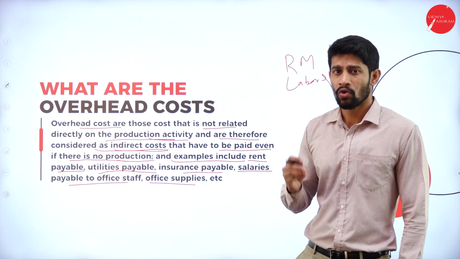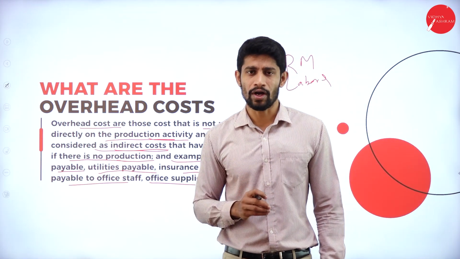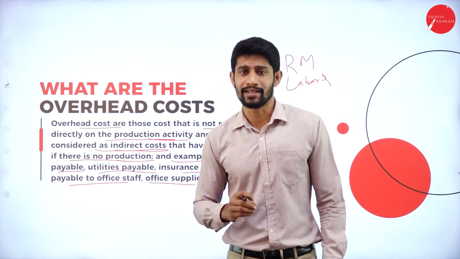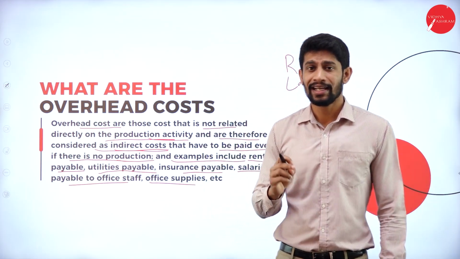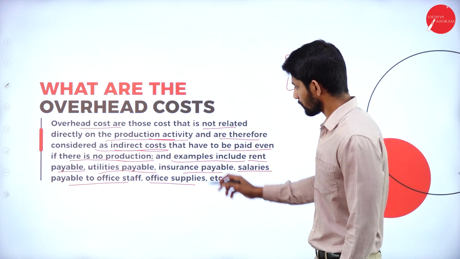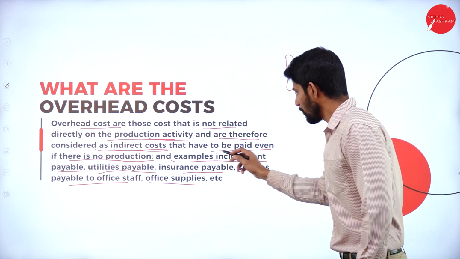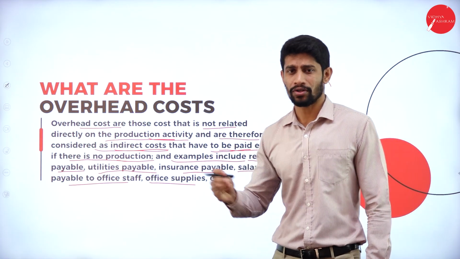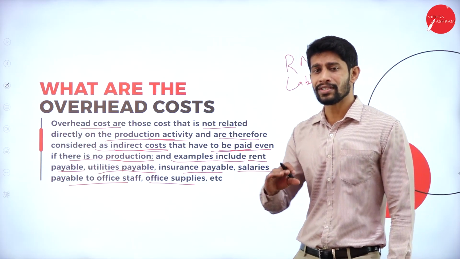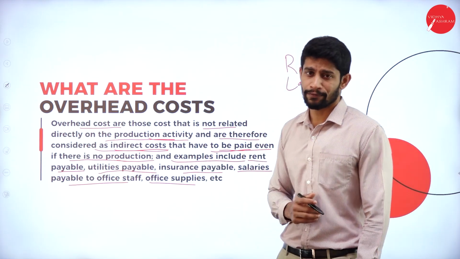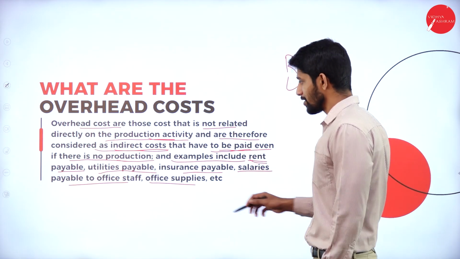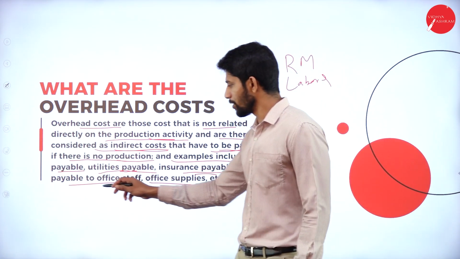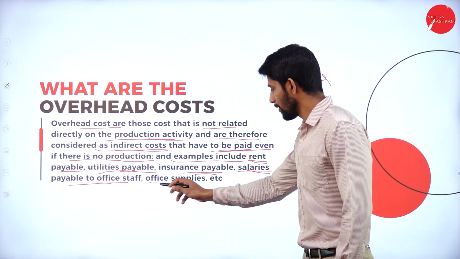So what are overheads? Overheads are not direct costs relating to the productional activities. Therefore, they are considered indirect cost, and the indirect cost has to be paid even if there are no productional activities. So what are the examples for overheads? The examples are rent payable, utilities payable, insurance payable, salaries payable to office staff and office supplies.